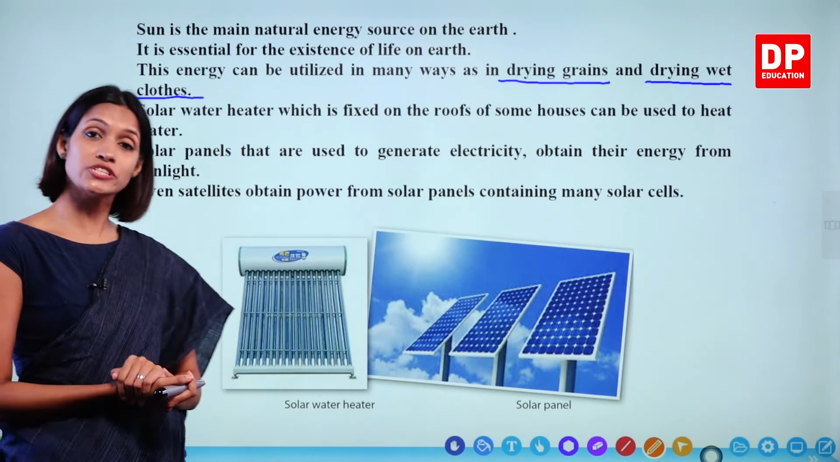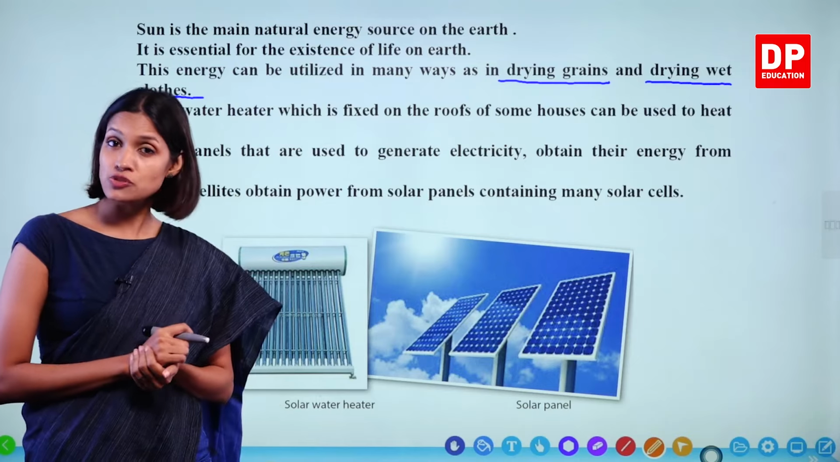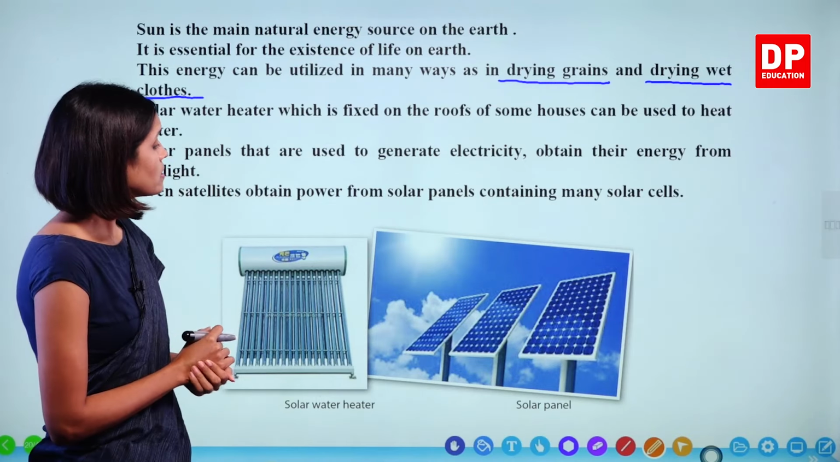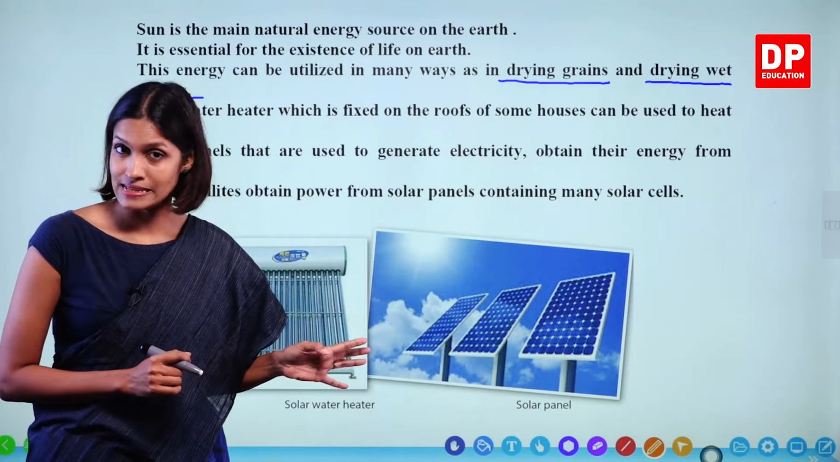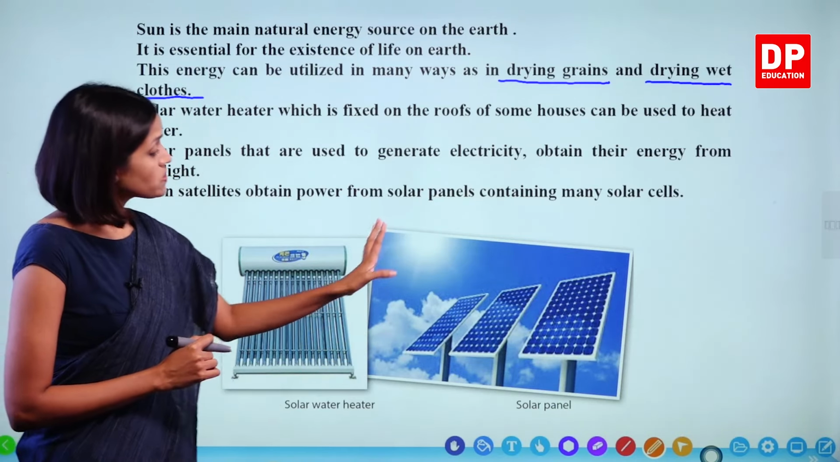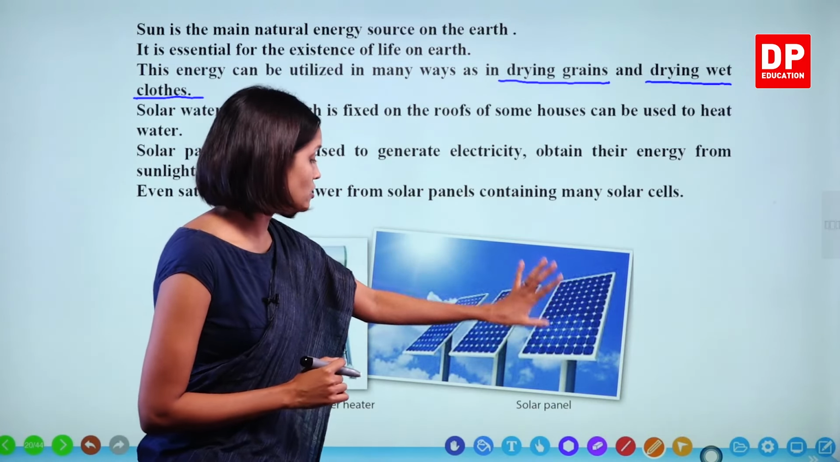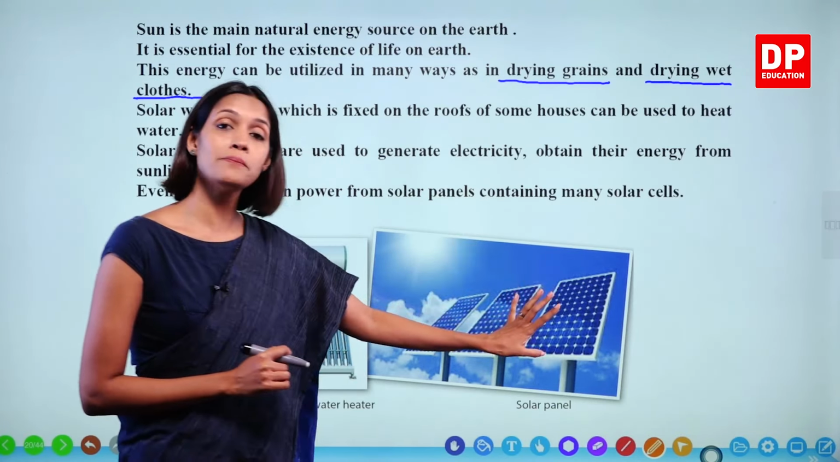Other than using electricity, we can use solar energy to heat water. Okay, children? So what are these equipments? These are known as solar panels, right? So some houses are powered by the solar panels. Now there are different ways that we can generate electricity.